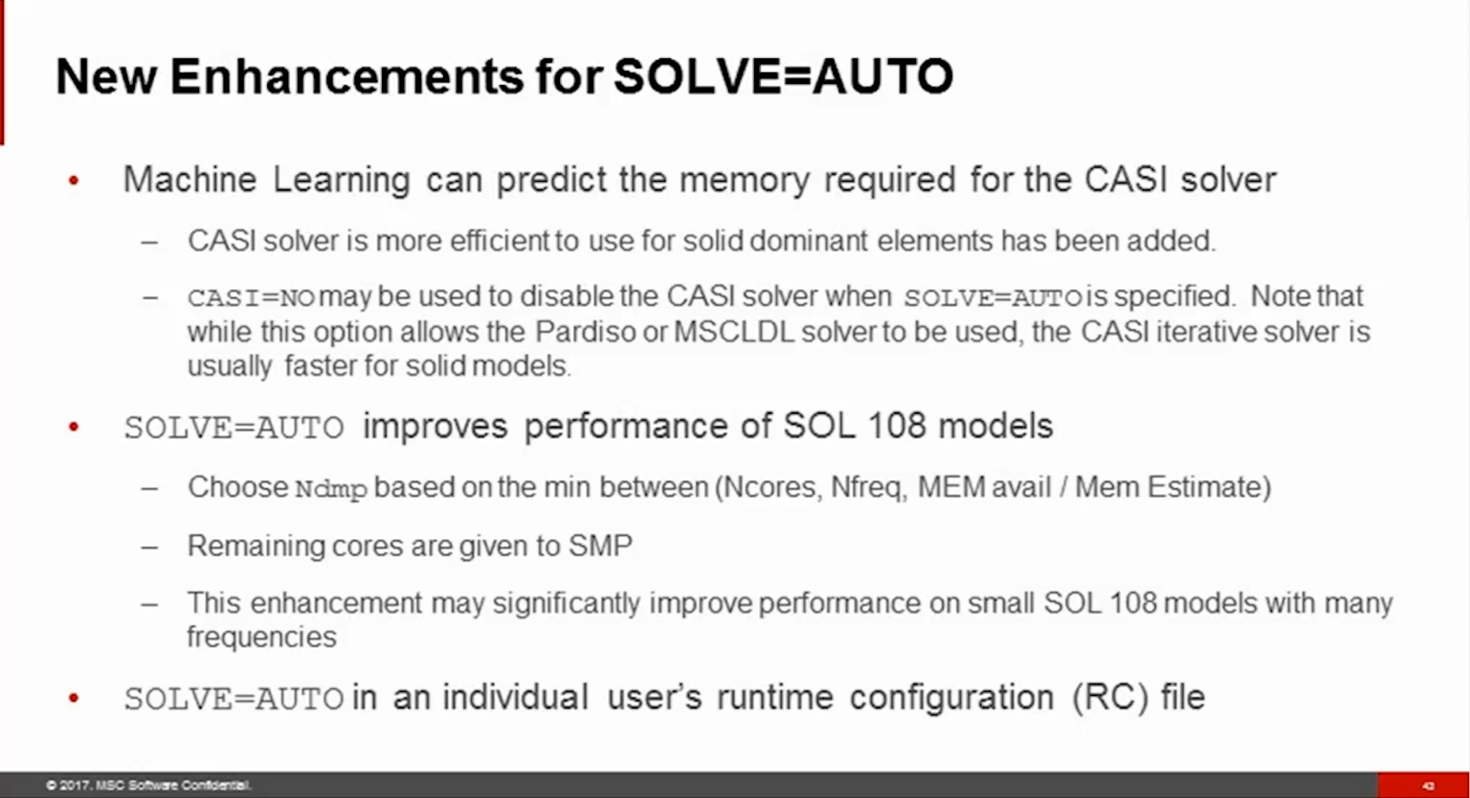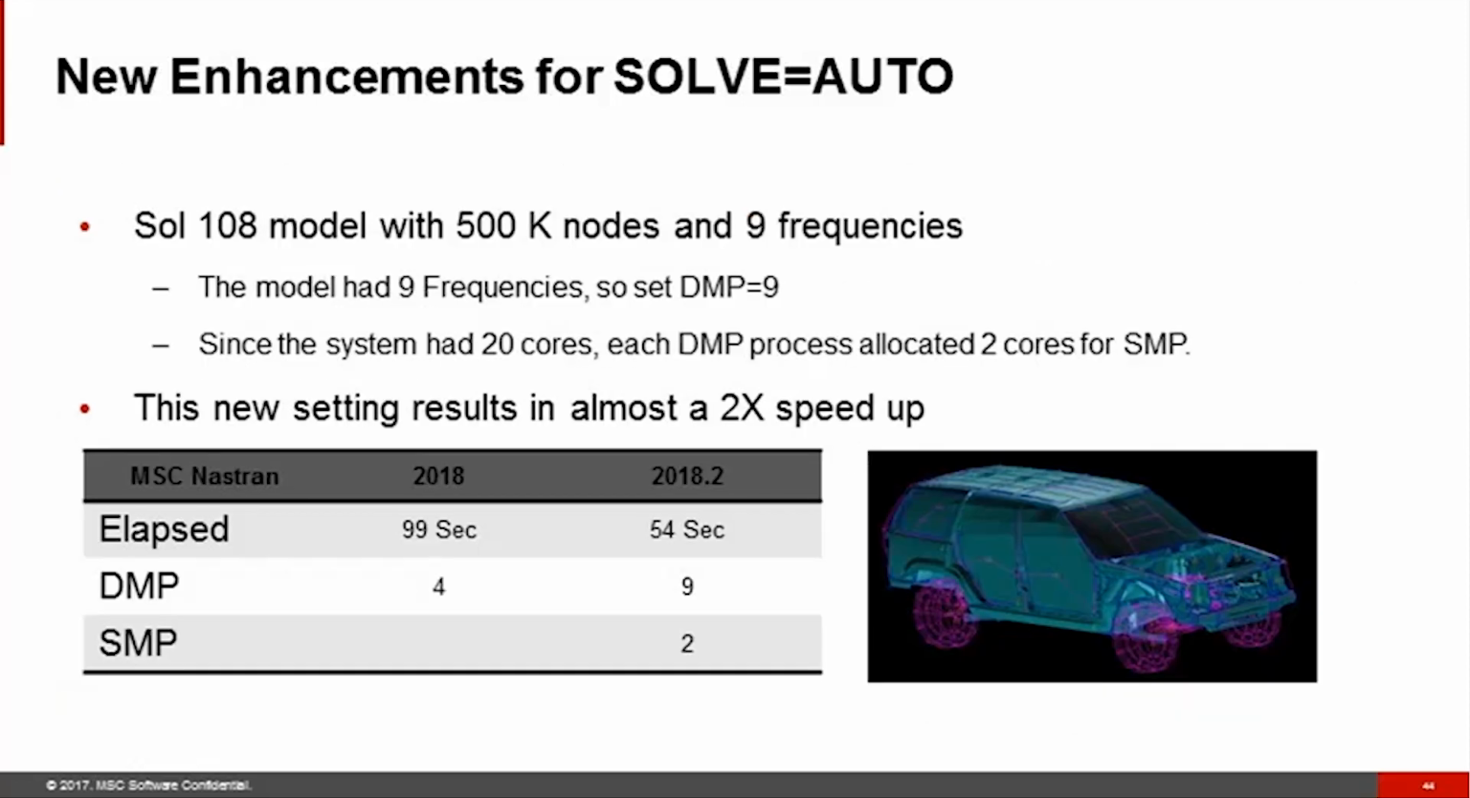The last option added for solve equal auto is that you can now define that in your individual RCF files. This is very convenient as you don't have to define it each time on the command line for a specific run. So once you define it in the RCF, it will allow the solver to use this option for all the models that you run with that version.